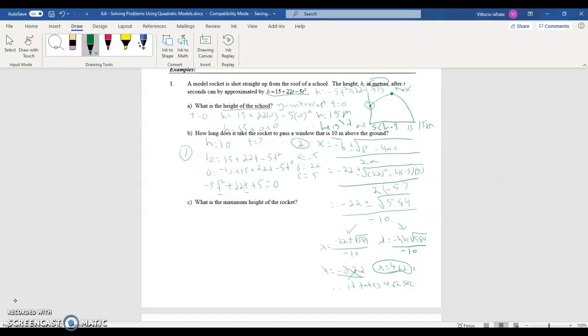And so some students might be confused. They say, well, aren't you already 15 meters above the ground when you shoot it? Yes, you are. But notice that it goes up and it comes down again, so it must be passing that 10 meters somewhere around here in terms of passing that 10-meter window. So you should be able to interpret what the problem means.